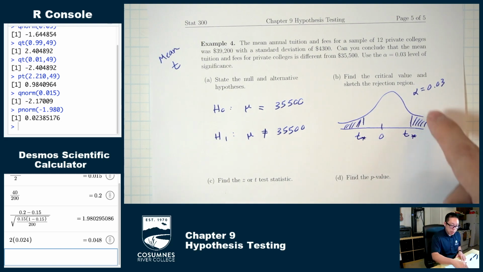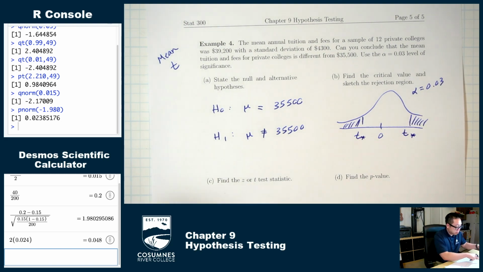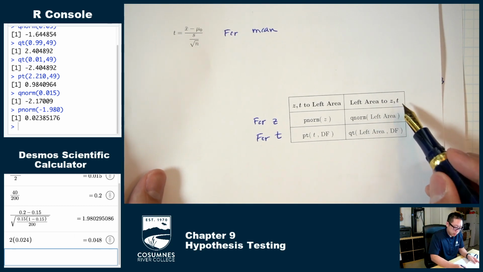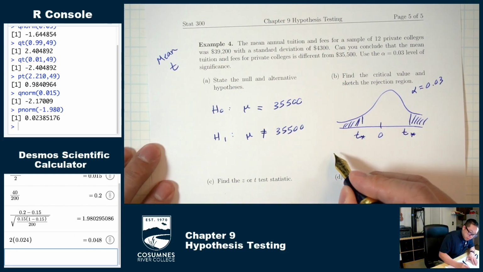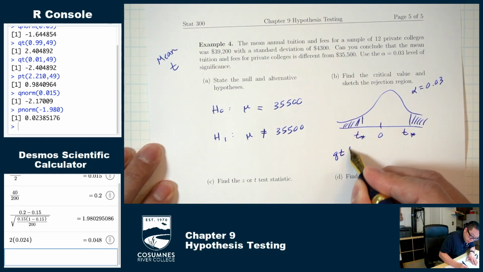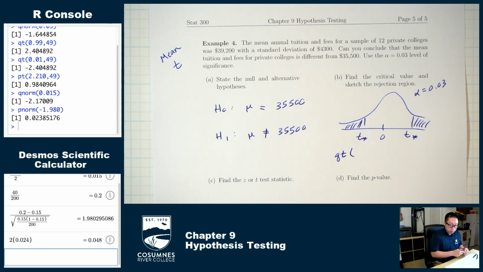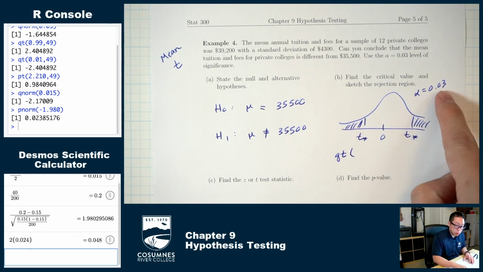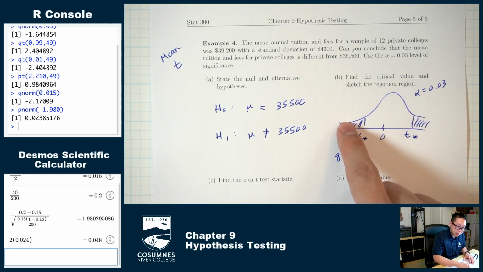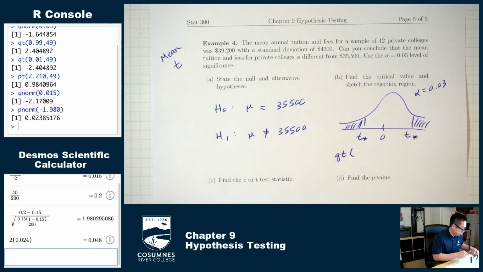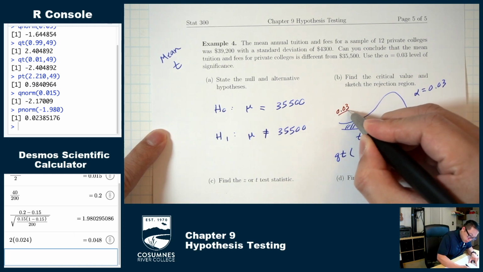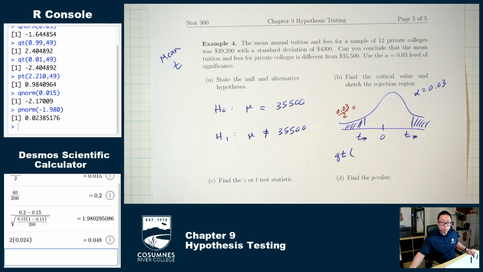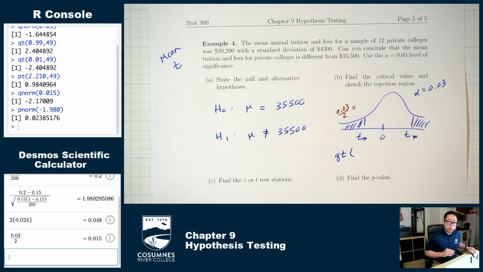And this is really an area to T question. Area to T, for the T situation, is going to be a QT left area DF. So we're going to do QT. Left area of this picture. So left and right shaded together is 0.03. If I just want the left, divide that by 2. So we're going to do 0.03 divided by 2. And 0.03 divided by 2 is 0.015.